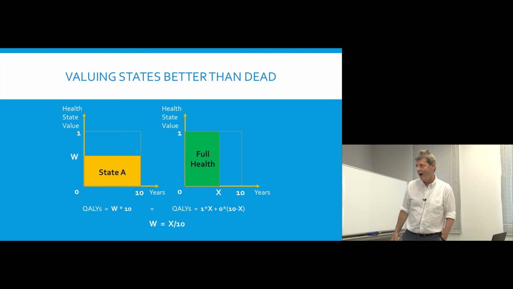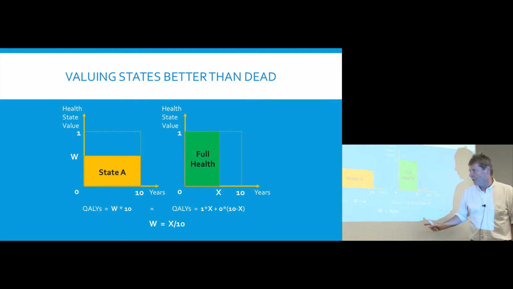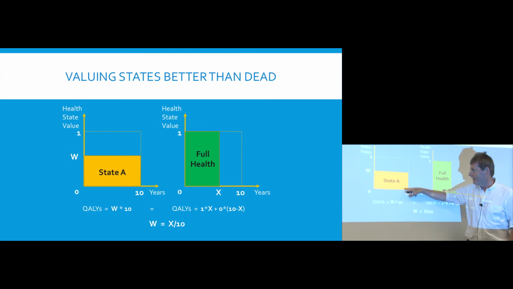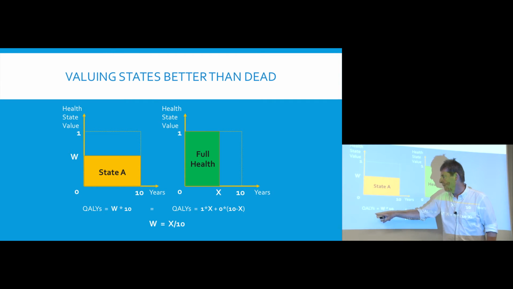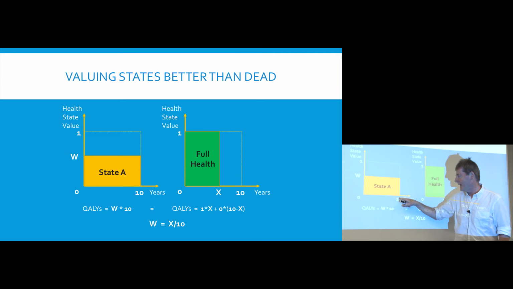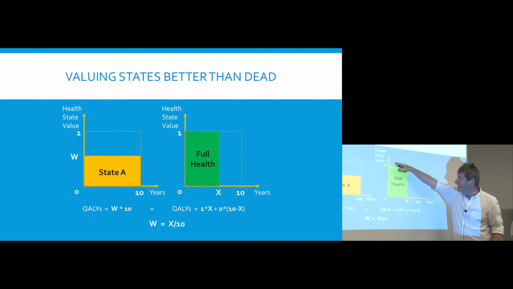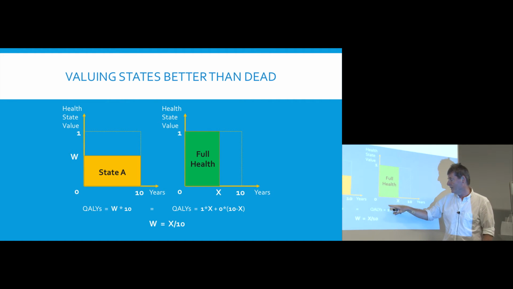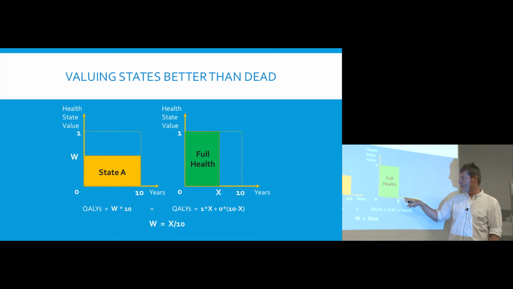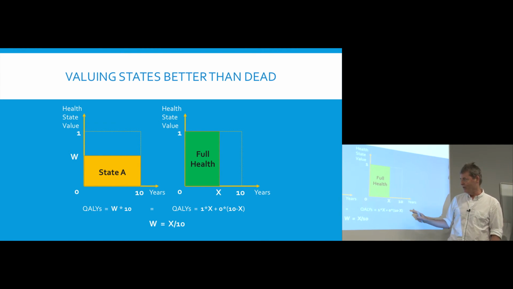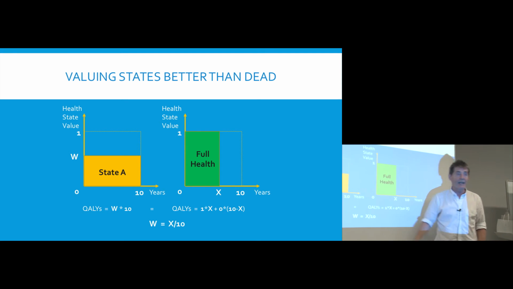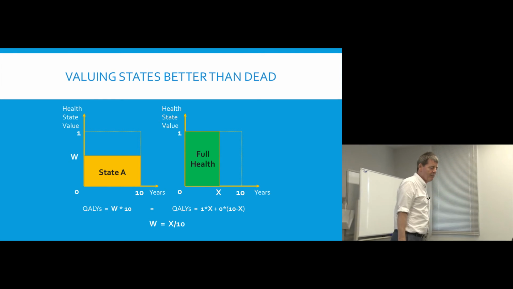Or same graph, essentially we're, in QALY terms, the QALYs that health state A produces are W times 10. That's how many QALYs being in health state A would produce. And being in full health is going to produce 1 times X, 1 because we give a 1 to full health, X because that's the period of full health, plus 0 times (10 minus X), 0 because we assume death scores as 0. Rearrange these and you get W is X over 10. And so that's where the number comes from.